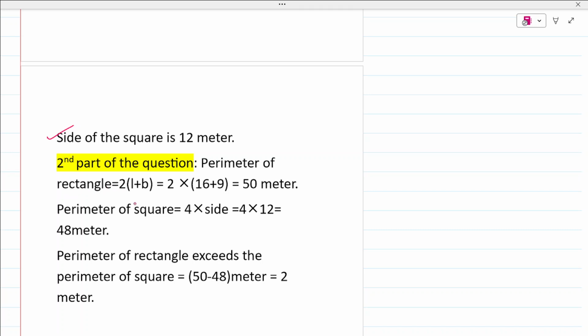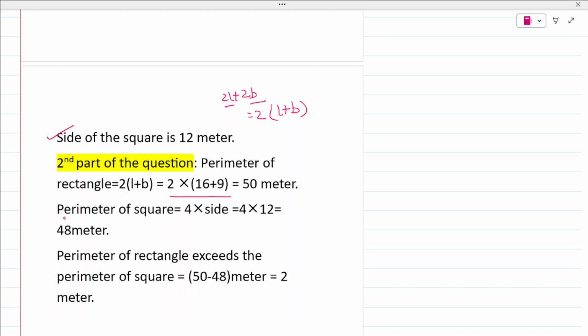By formula, in a rectangle we have two lengths and two breadths. So the perimeter is 2 multiplied by L plus B, or you can write it as 2L plus 2B, because it has two lengths and two breadths. We have taken 2 common and L plus B inside the bracket. So 2 into 16 is the length plus 9 meter is the width of the rectangle, so it is 50 meter.